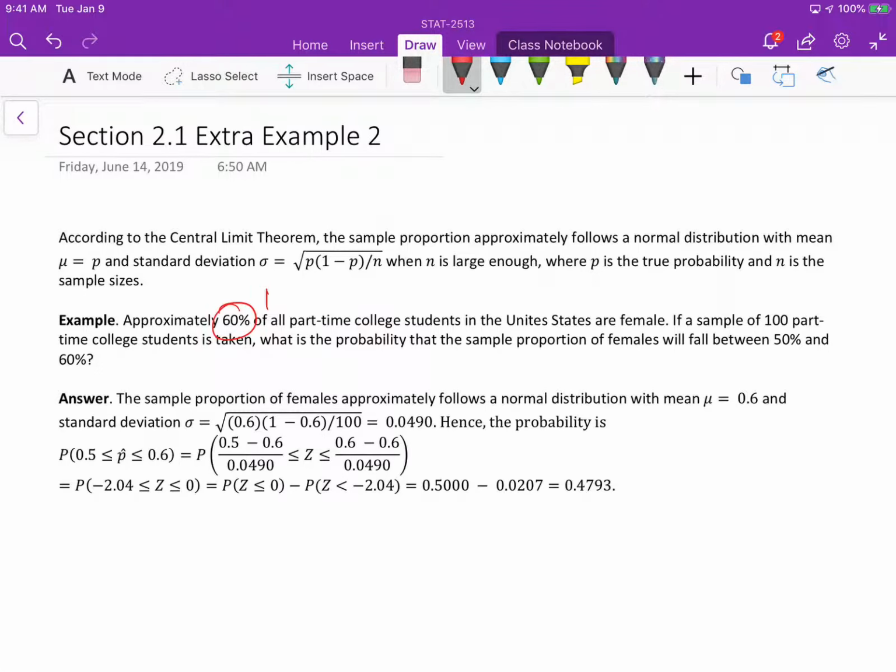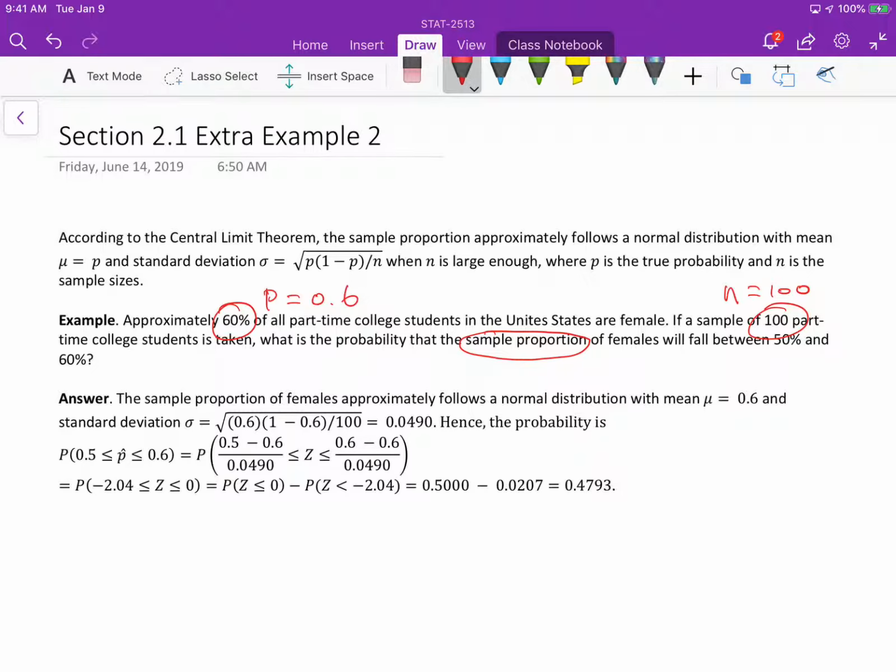this part basically p equals 0.6. And a sample of 100 students, right? So n equals 100. And the question is asking about the probability involving the sample proportion. According to the result we stated above, the sample proportion approximately follows a normal distribution. So now we need to figure out the mean and standard deviation.